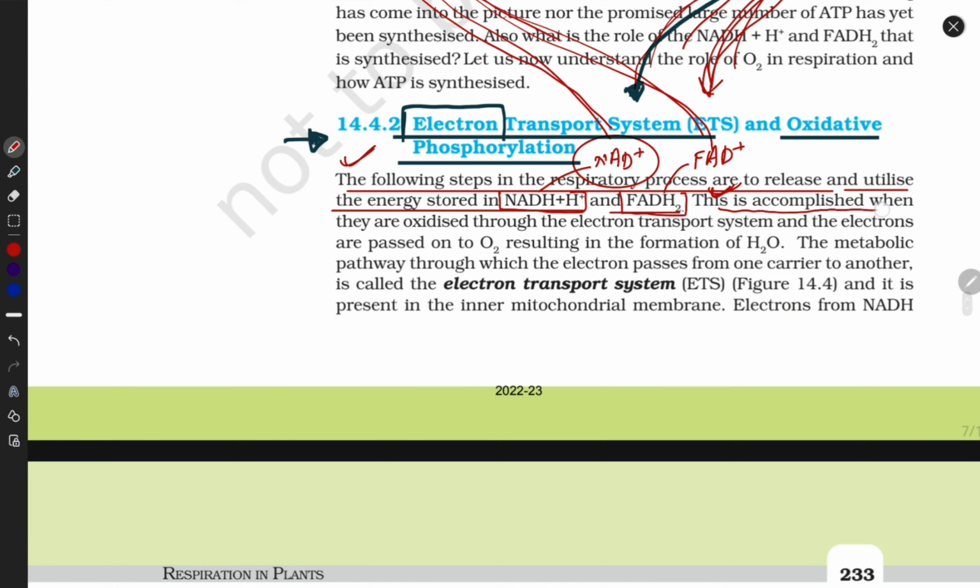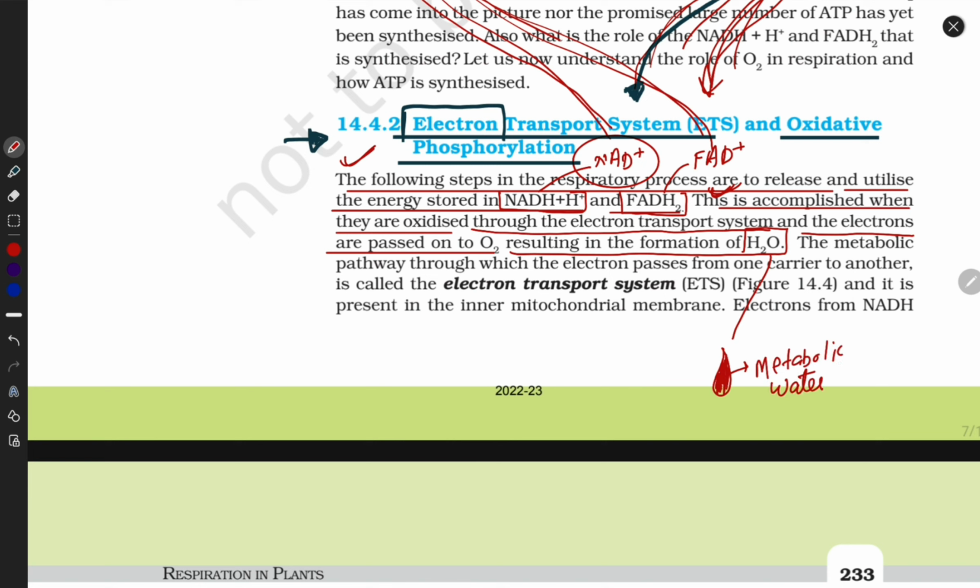This is accomplished when they are oxidized through the electron transport system, and the electrons pass on to oxygen, resulting in the formation of H2O. Now H2O is formed. This is the metabolic water. Yes, I will teach everything, don't worry. I'm just reading the paragraph.